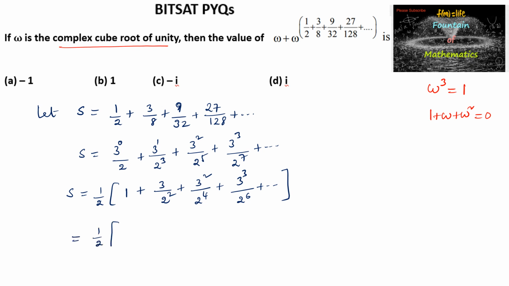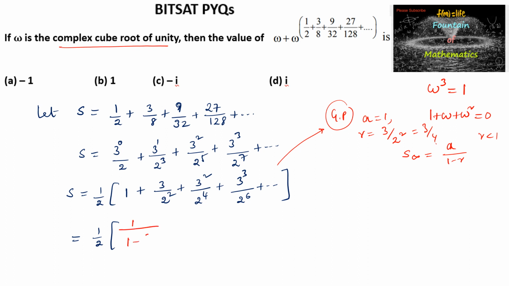So this is equal to 1 upon 2 times, and here we can identify that this is a geometric progression with the first term equal to 1 and common ratio equal to 3 by 2 square, that is 3 by 4. The sum to infinity in GP is a upon 1 minus r, where r is less than 1. So we can write 1 divided by 1 minus 3 by 4, which is equal to 1 by 2 into 4 upon 4 minus 3, which is 1, which is equal to 2. So the given sum is 2.